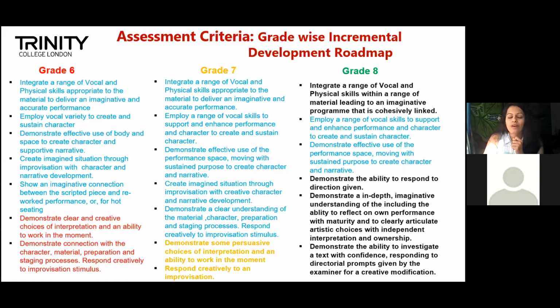I would not want you to look at the blue ones because they're mostly about the skills that we've been talking about till now. Please look at the highlighted versions. At grade 6 level, one is required. If you look at the last one, demonstrate connection with character, material, and preparation and staging process. So what was required in order to prepare for this certain character, and what kind of staging option have you chosen in order to equip yourself to give a convincing performance?